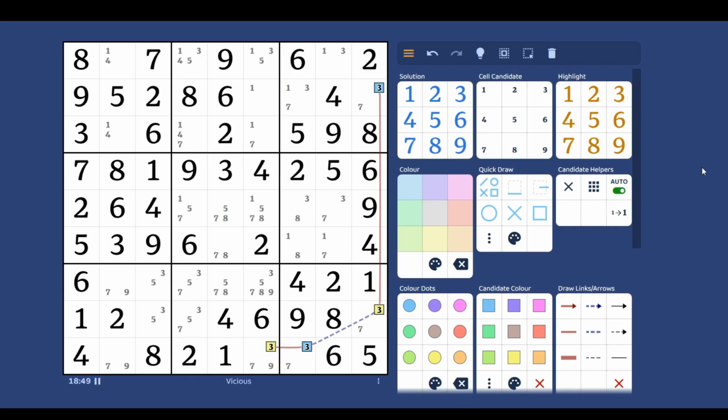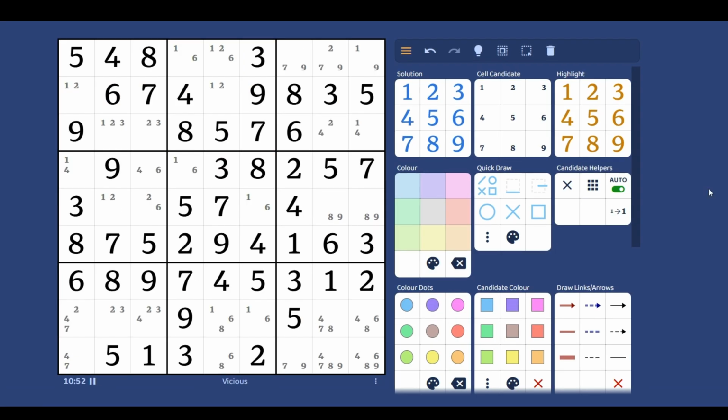And even though this is an example of simple coloring, we could actually start to see how this can be extended to the concept of a verity forcing chain, because we examined both possible states of our 3s and came to a conclusion about a candidate that was the same under both states. And that's how we got to that elimination. So that's one way we can cause an elimination with simple coloring.